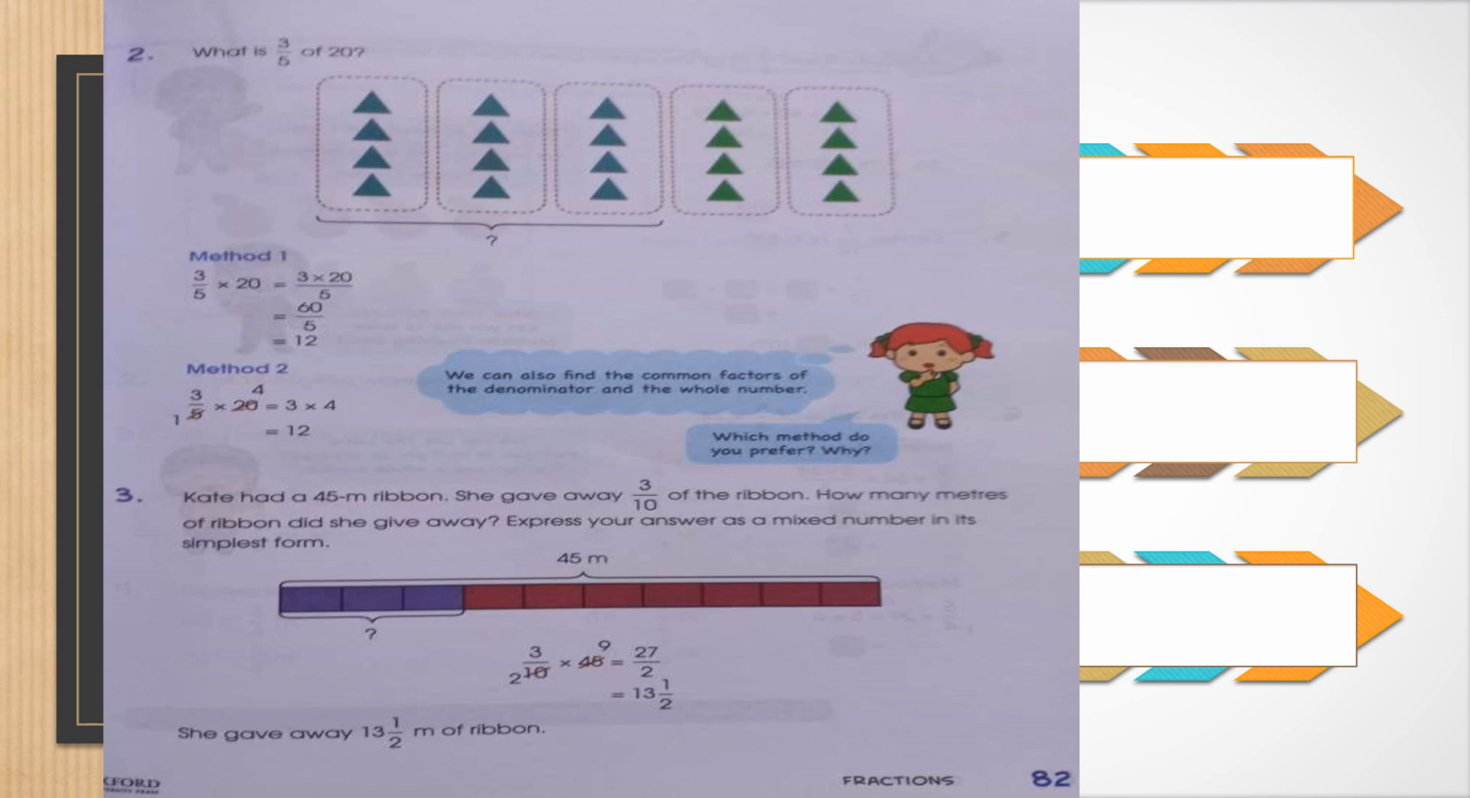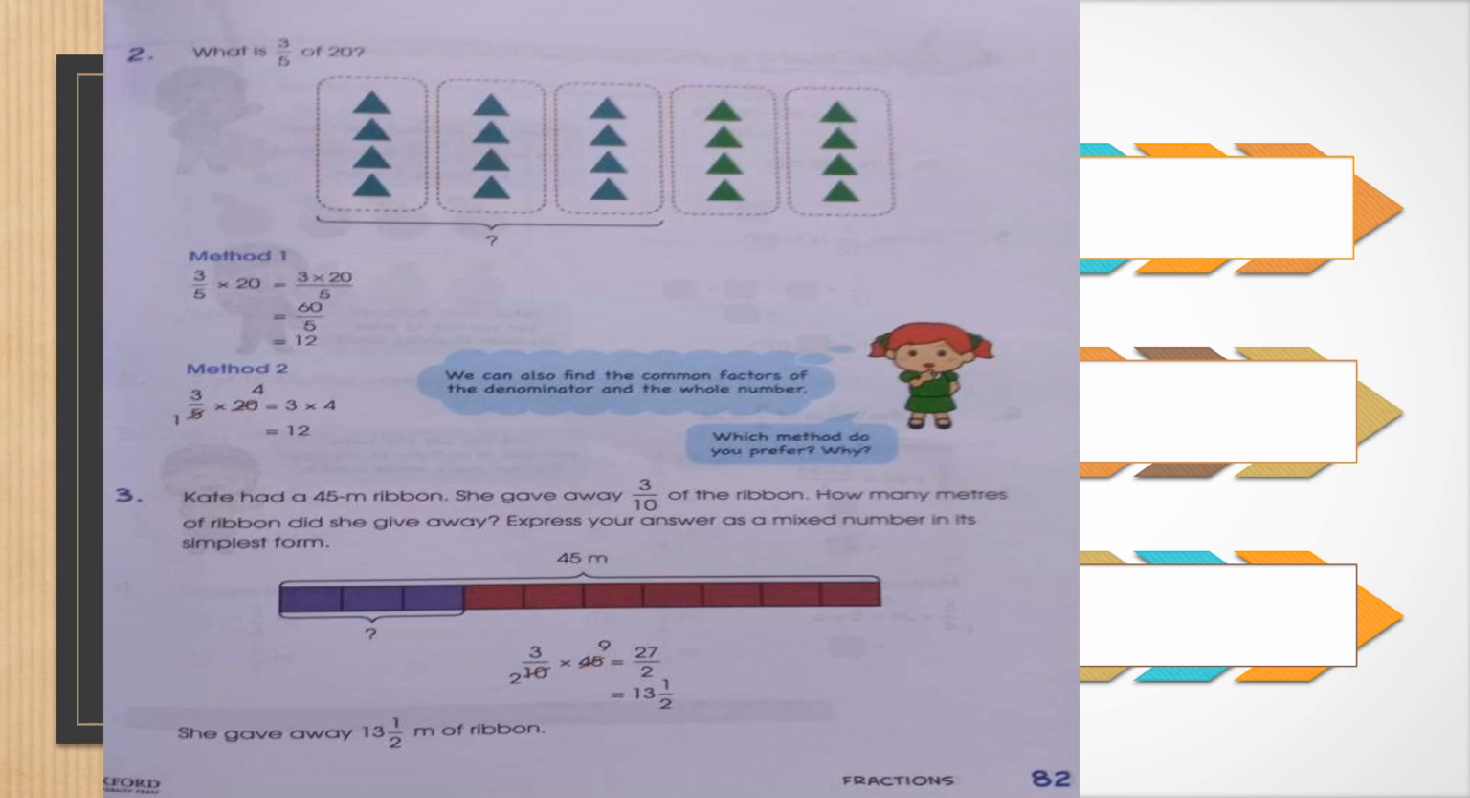Example 2 says, what is 3/5 of 20? In this question, we have to perform a certain calculation before we get the answer. But one thing is clear from the question, that whatever number is coming in the numerator will be divided into the 5 equivalent groups. So with method 1, we first write the 3/5 of 20 in terms of multiplication. So it is written as 3/5 multiplied by 20.